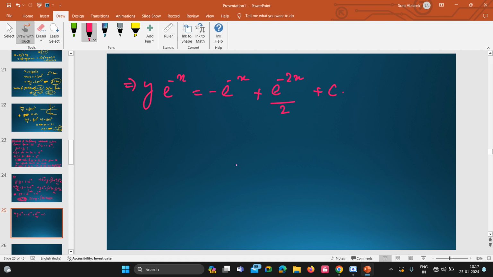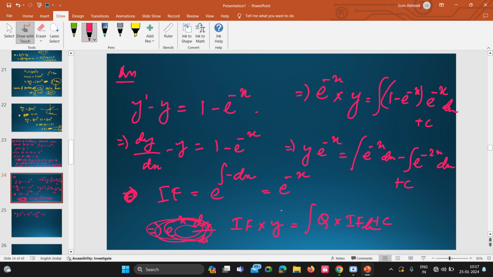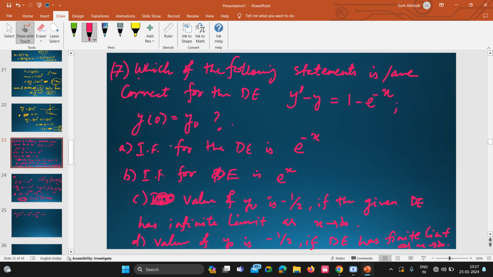So what will we do now? Let's do one thing. First of all, the integrating factor we got is e to the minus x, so option A is correct. From options A and B, A is correct. Now we have to find which other one. The value of y naught is minus 1 by 2 if the given equation has a limit, this much. Okay, let's do one thing.